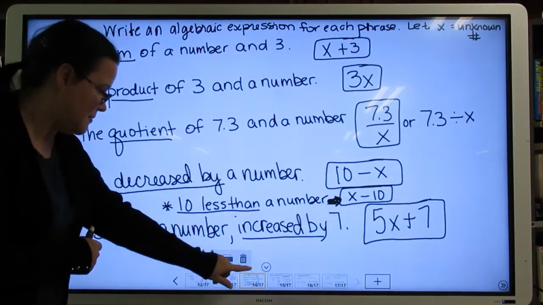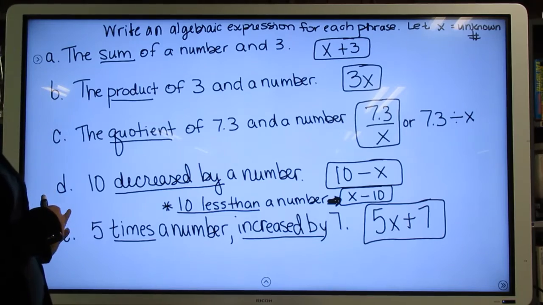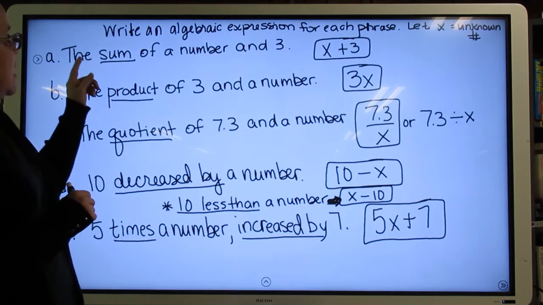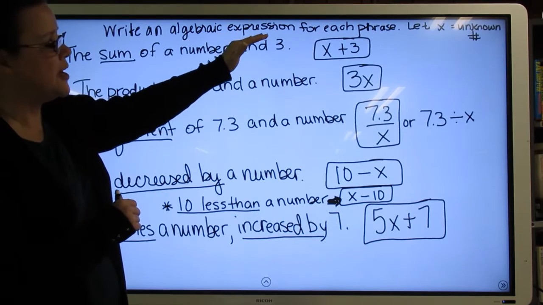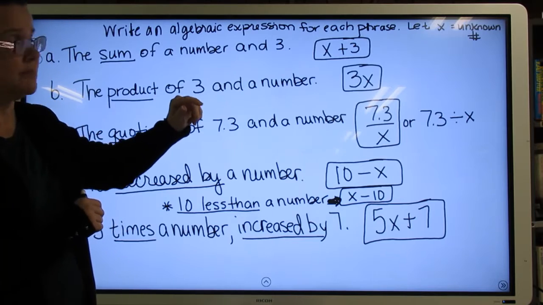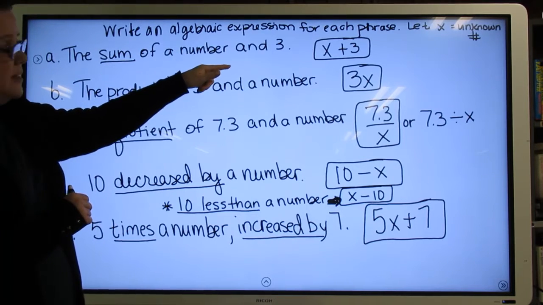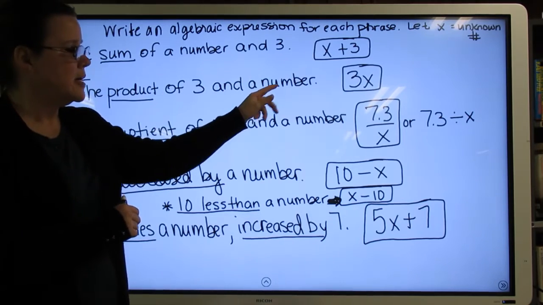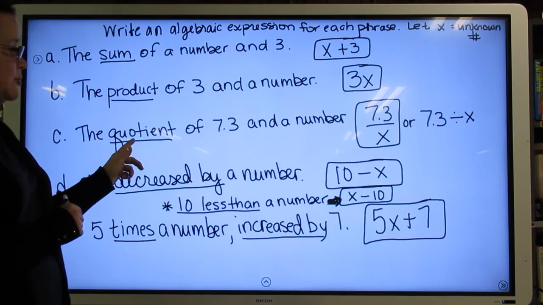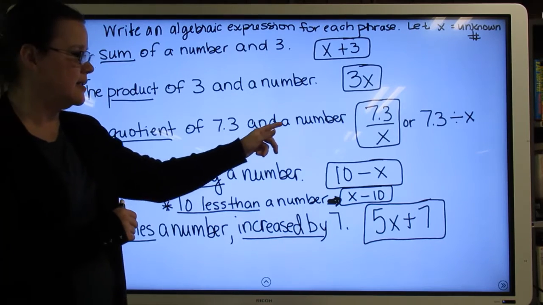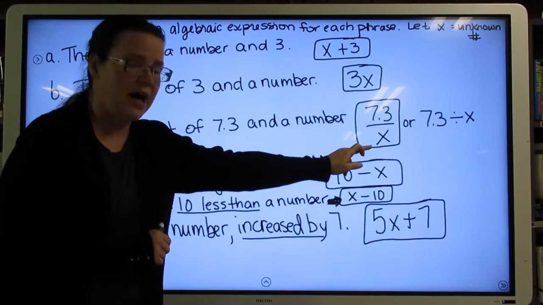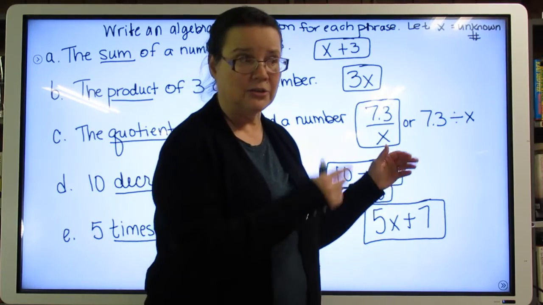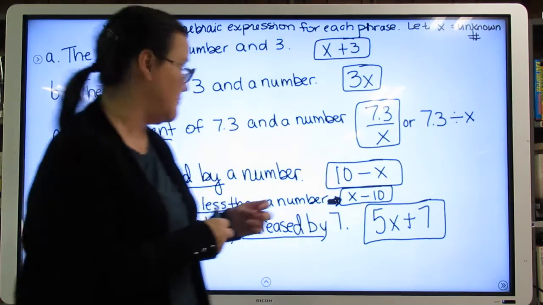So here we have a couple of sentences and then their expressions of how you would put them. Write an algebraic expression for each phrase. Let x be the unknown number. The sum of a number and 3, that's x plus 3. The product of 3 and a number is 3 times x. The quotient of 7 3/10 and a number is 7 3/10 divided by x. You'd have to look at the answer because it's a multiple choice test. The answers would be different.